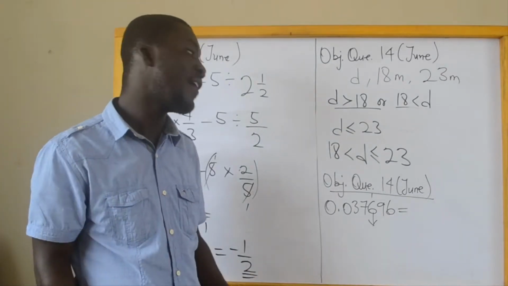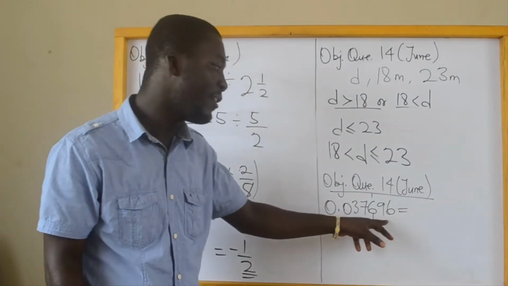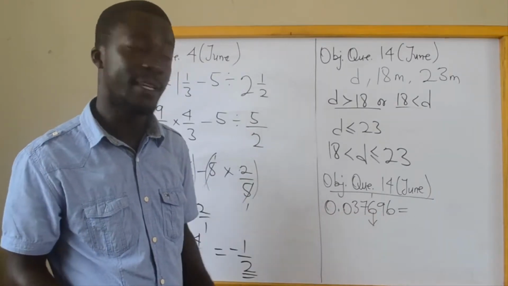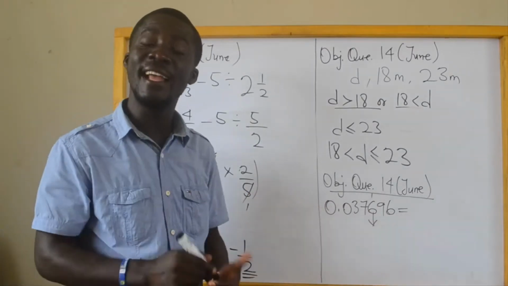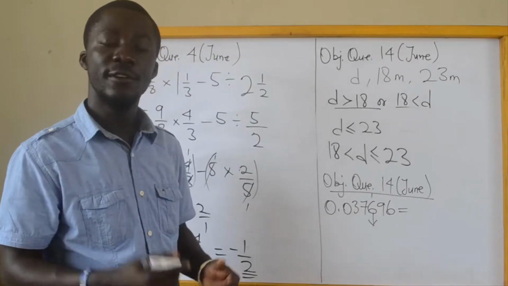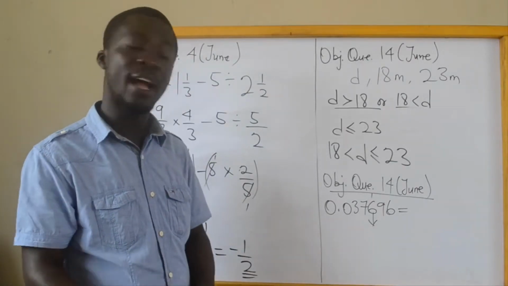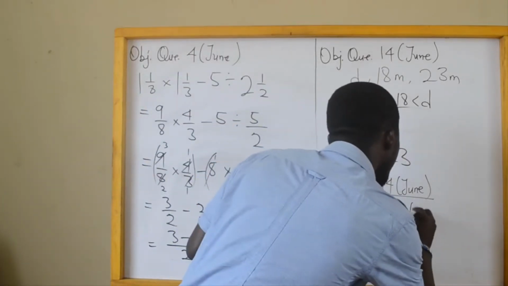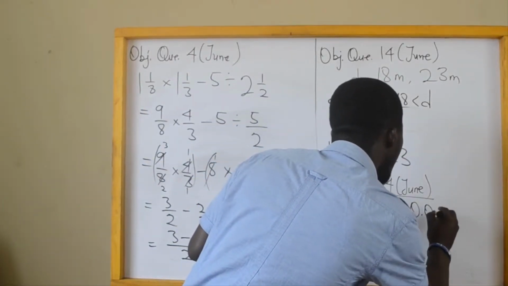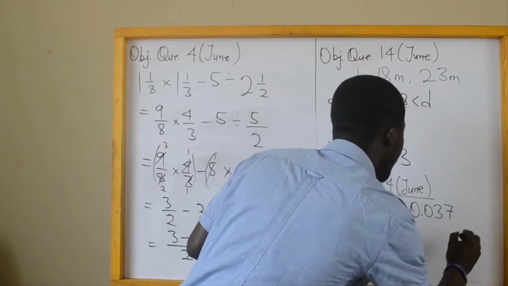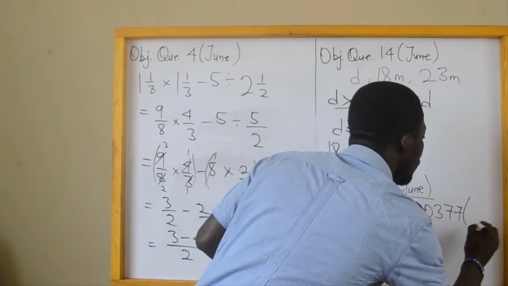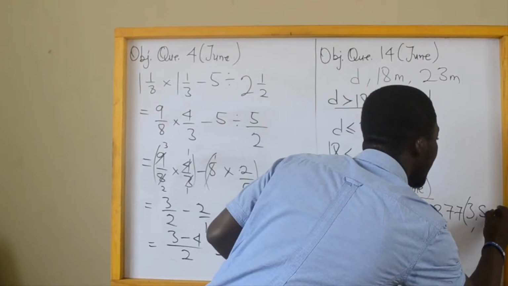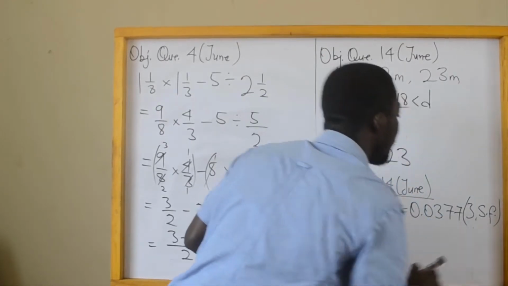If it is less than 5, then we discard the values over here and we are going to maintain the 6. But in this case, the 9 is greater than 5. So what we do is that we are going to add 1 to the 6 and we will attain 0.0377 to 3 significant figures.